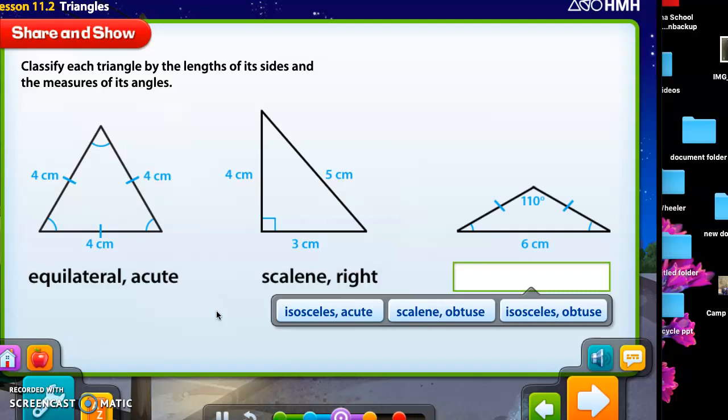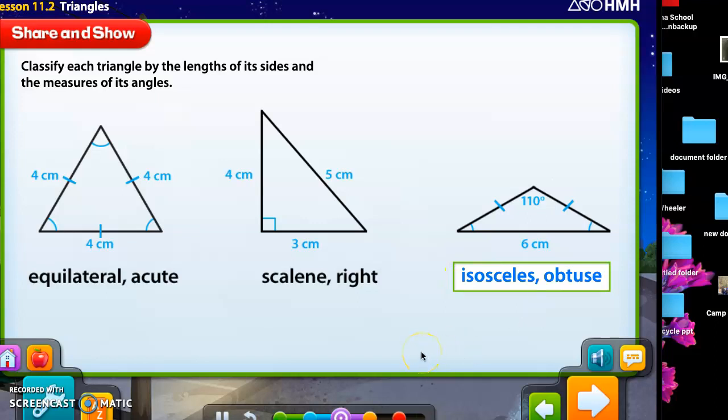Let's try one more. How would you classify this triangle? Okay, so if you look at this one, this line and this line tells me that these two sides are the same length, whereas this one, because it doesn't have one of those lines, is a different length. So it has two side lengths that are the same, which makes it an isosceles triangle, and it has an obtuse angle, so therefore it is an isosceles obtuse triangle. That's right. This is an isosceles obtuse triangle.